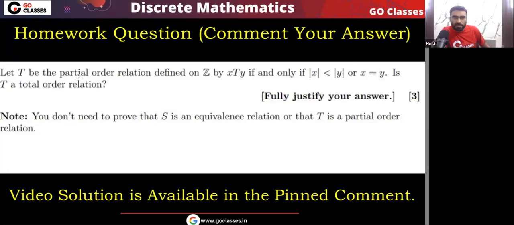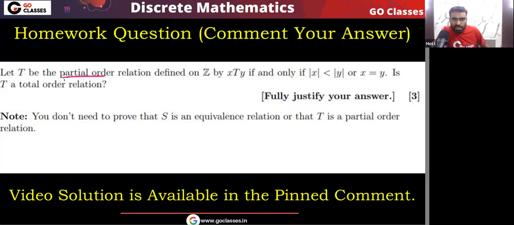The question is saying that a partial order relation is given to you, so will you check for partial order relation? It is already given that let T be a partial order relation, so you don't have to check partial order or not. The question is saying, is it a total order relation? The relation is given: X related to Y if and only if either this happens or this happens.